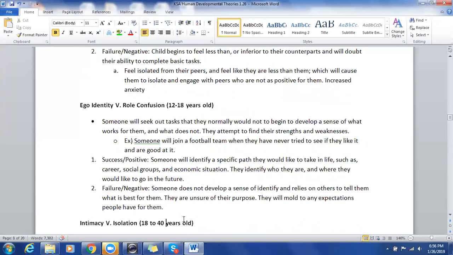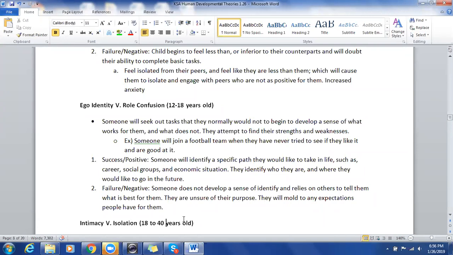Ego identity versus role confusion. This is where someone will seek out tasks that they normally would not do to begin to develop a sense of what works for them and who they want to be in their future. This is where they weigh out their strengths, their weaknesses, and past experiences to help allude to what they would actually want to try to do.